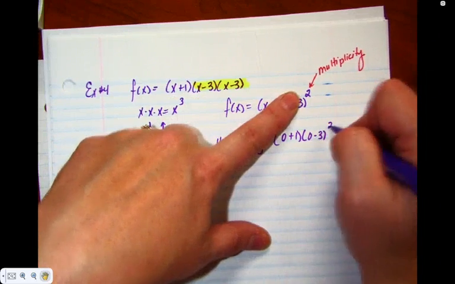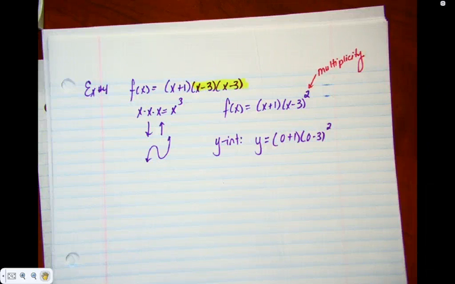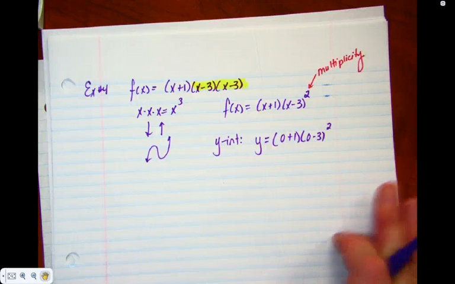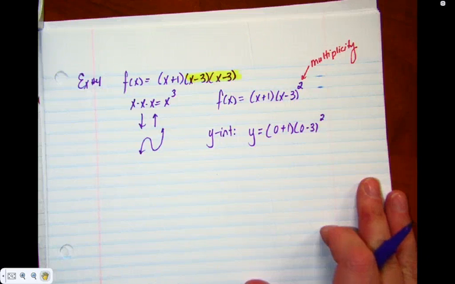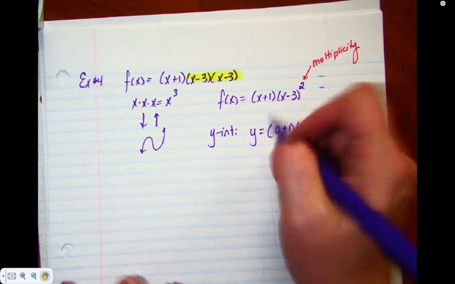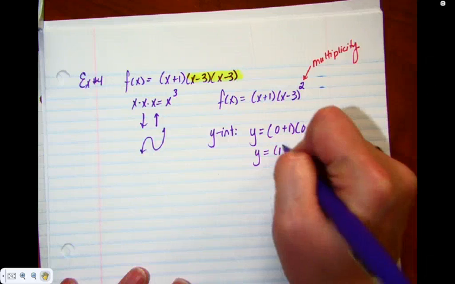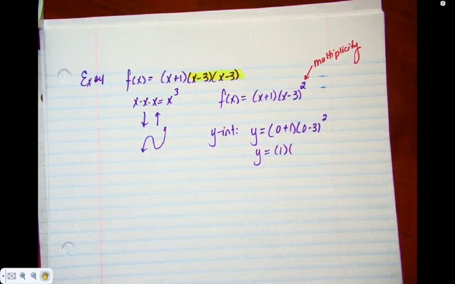And then you can either use the squared or you can use the other bracket. It doesn't matter, it's going to be the same thing. And then we just BEDMAS it. So brackets come first. So 0 plus 1 is 1. 0 minus 3.